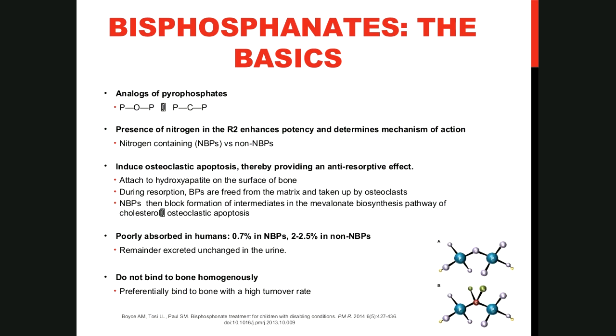And so most of the commonly used bisphosphonates today, like pamidronate, zoledronate, and alendronate, are all nitrogen-containing bisphosphonates. The way that bisphosphonates work in osteoporosis is that they induce osteoclast apoptosis, which thereby provides an anti-resorptive effect. Overall, the medication is very poorly absorbed in humans. In nitrogen-containing bisphosphonates, less than 1% of the medication is actually absorbed, with the remainder being excreted in the urine. And it's important to note that bisphosphonates don't bind to bone homogeneously, but rather they preferentially bind to bone with a high turnover rate, which makes sense when you think about the fact that they're being taken up by osteoclasts.